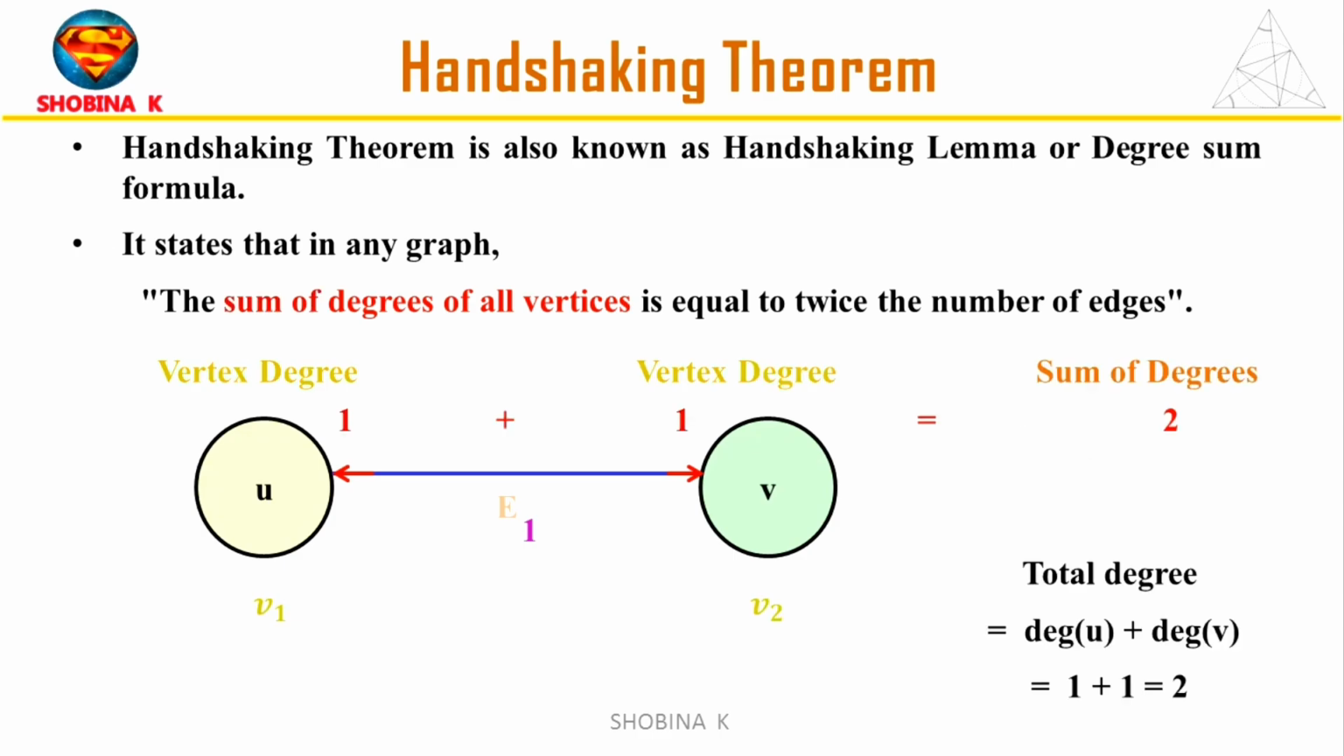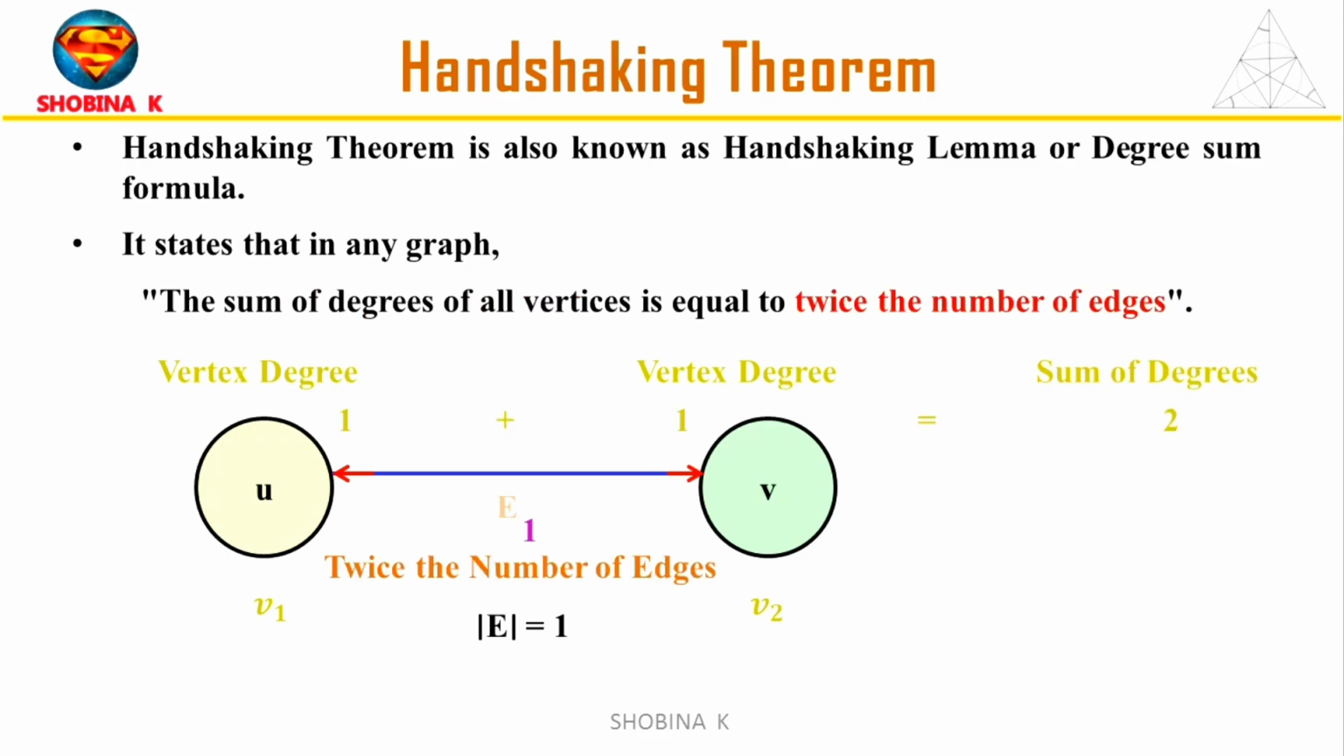Next, sum of degrees means we need to find the total degree of the graph. That is, you add up the degrees of all vertices. And we know that the degree of u is 1 and the degree of v is 1. Therefore, the sum of degrees equals 2. Next, twice the number of edges means each edge is counted twice when summing the degrees. If there is only one edge connecting u and v, the number of edges will be 1.